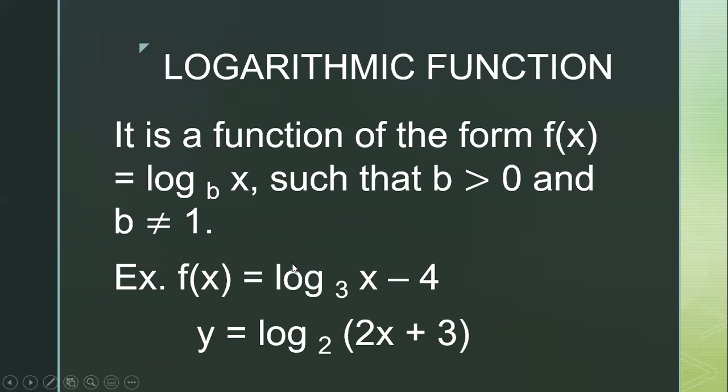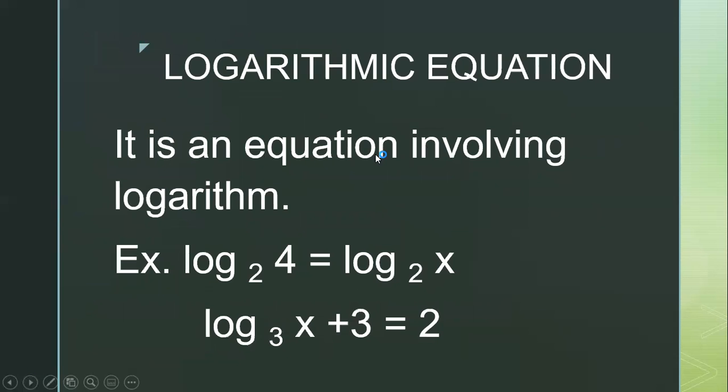Okay. So basically, if we define the logarithmic function, this is a function of the form f of x, or you can use y, is equal to the logarithm of x to the base b, such that b must be greater than 0 and must not be equal to 1. So these are the examples. As you can see, you can use f of x or y so that we'll have a logarithmic function. And then when it comes to a logarithmic equation, of course, you have to take note of the equal sign. It can have logarithms on both sides of the equation, or on one side only. So it is an equation involving logarithms. Look at the first example where both sides of the equation contain logarithms.